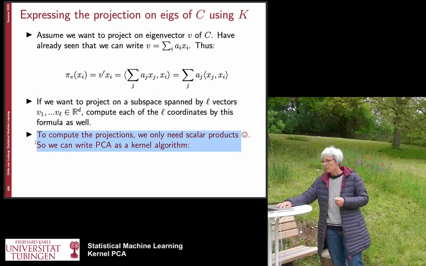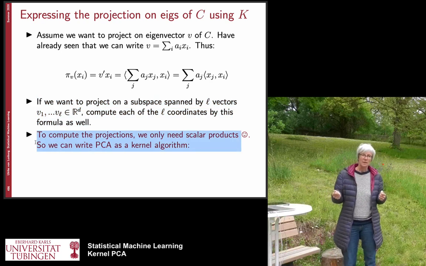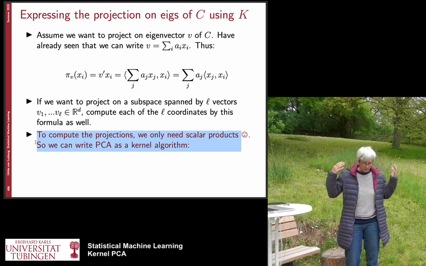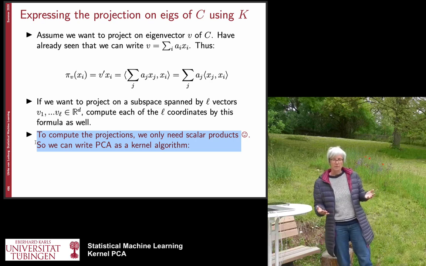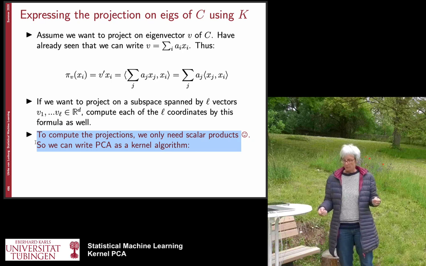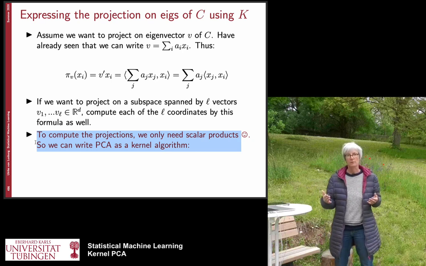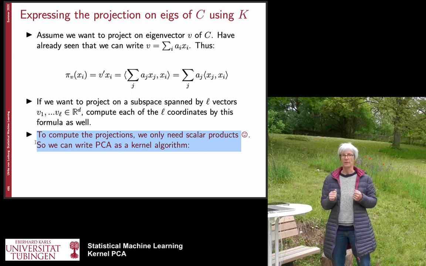So the big thing is, again, to compute these projections, we only need scalar products. And the projection is all we're interested in, in the end. So we can do the kernel PCA. We can do this as a kernel algorithm, and it's going to end up in kernel PCA.